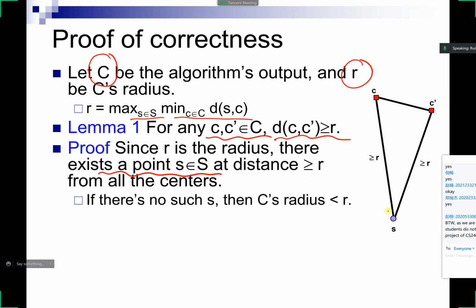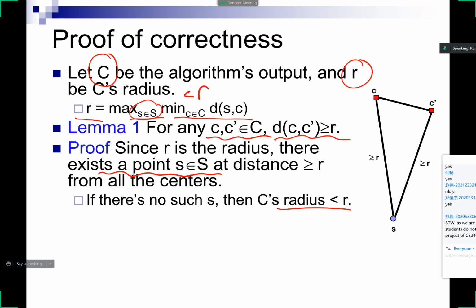Okay, because if all of the points are within distance R from all the centers, then the radius would be less than R. The radius is defined as you look through all of the sites, and then you pick the closest center. So if all these values here are less than R, then the radius itself would be less than R.